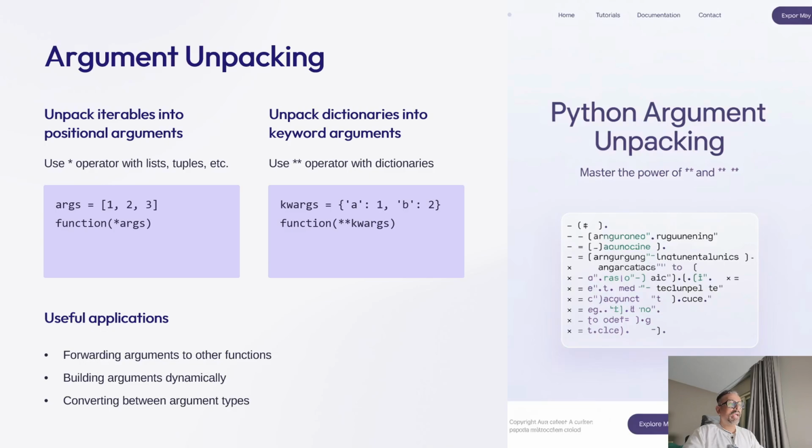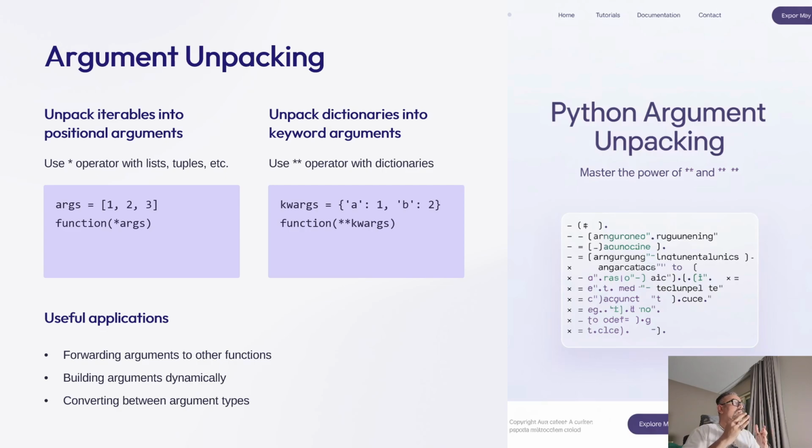Argument unpacking is the inverse of *args and **kwargs that we have seen before. While *args and **kwargs collect multiple arguments into a single container, unpacking spreads a container into separate arguments. The way we were collecting, now by using unpacking, we are going to distribute. The operator unpacks iterables like lists or tuples into positional arguments, as you can see on the left hand side.